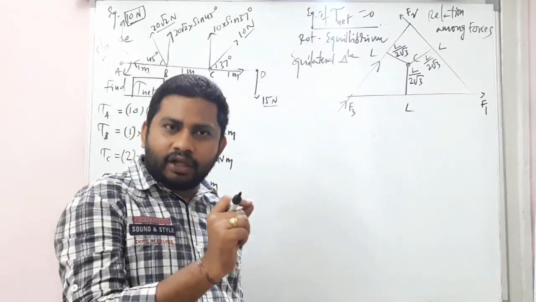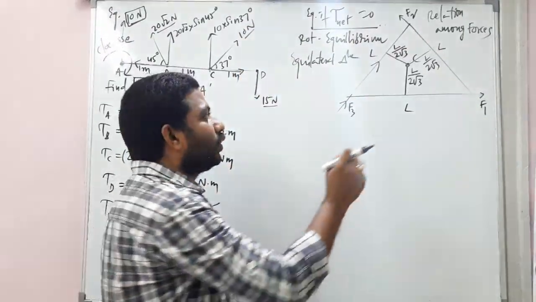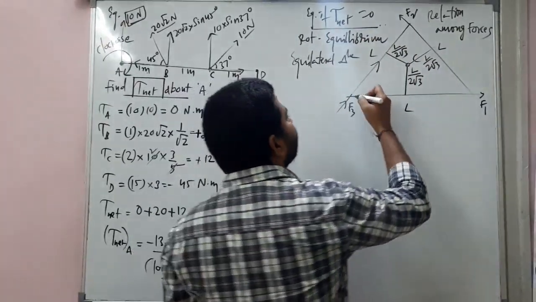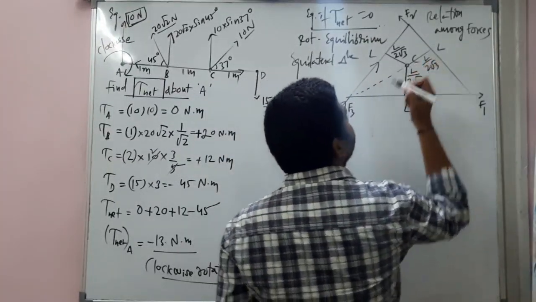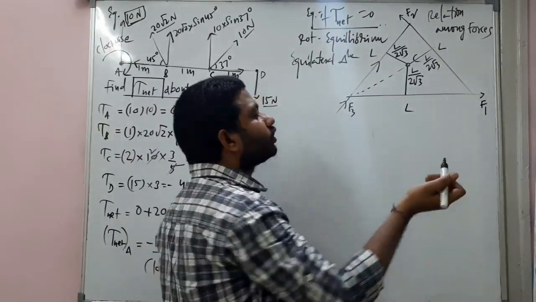From the centroid, if I draw a perpendicular line on any base, any side of the triangle, it will be L by 2 root 3. And how? See this. You know this one. Pythagoras theorem only. Or you can also use the angles.